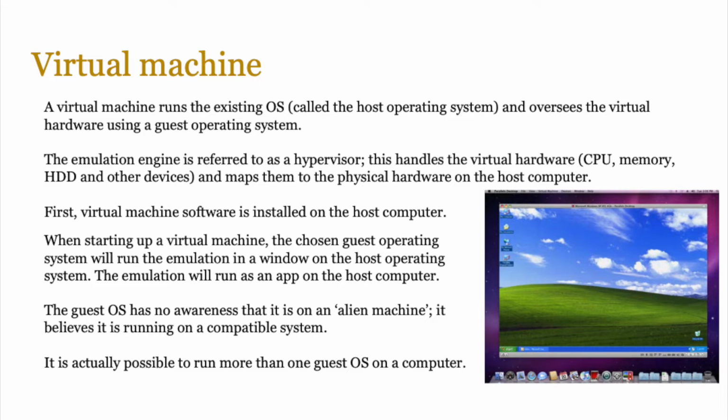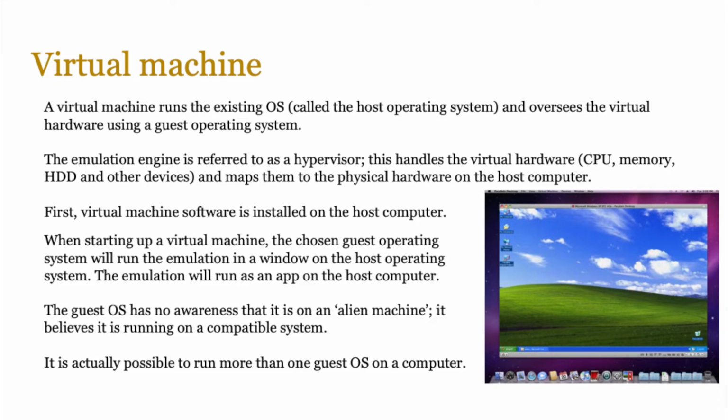So the process works like this. You've got your physical hardware, you install your host operating system, then you install the virtual machine software, and then once the virtual machine software has been installed, you then install the guest operating system, which runs the emulation normally in a window on the host operating system.